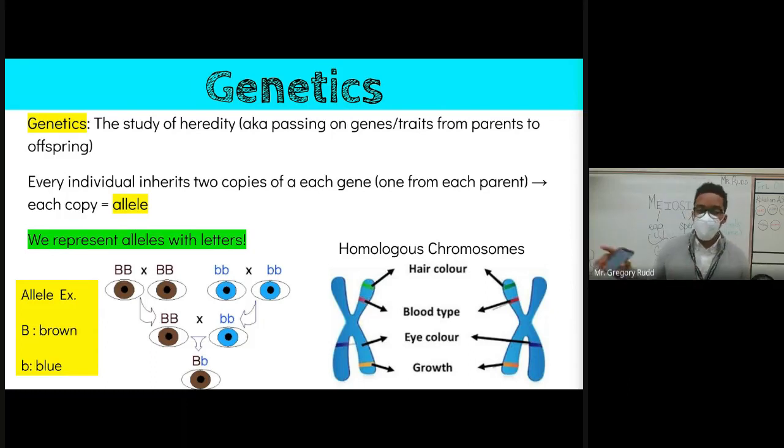And this is important to write down. It's highlighted in green on your screen. Typically, we do represent alleles with letters. We'll talk more about that. We represent alleles with letters. Good to go?